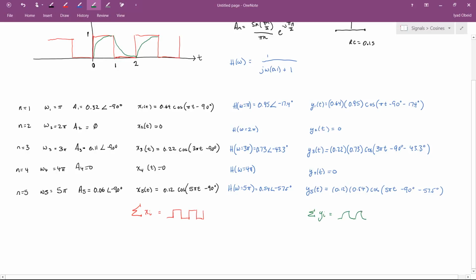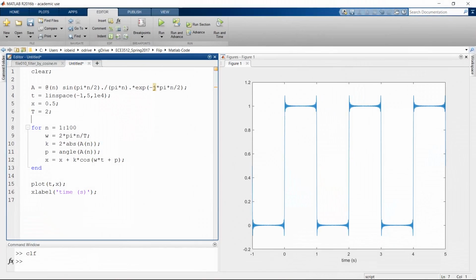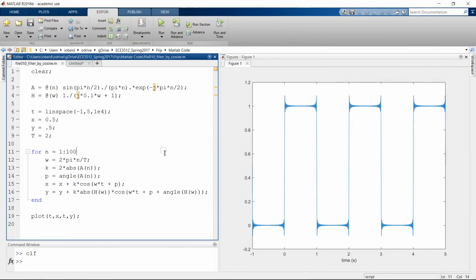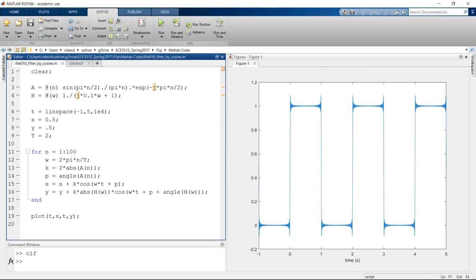So let's see if it works. Okay, obviously I don't feel like adding these by hand, so once again I'm going to rely on MATLAB to do the work for me. And I've actually gone ahead and pre-written the code. This is the exact same code you saw before, except that I've now added the filter definition, H of omega, 1 over j omega RC plus 1.